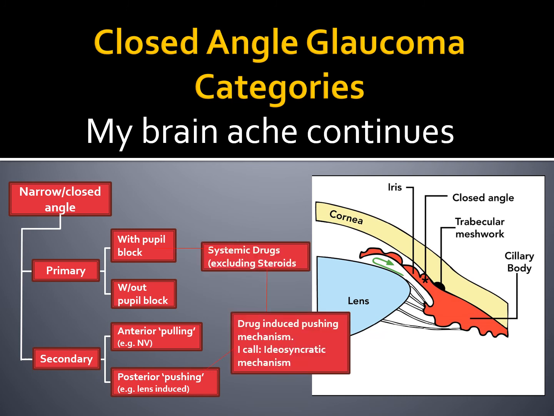I would add systemic drugs can cause pupil block, so it's not primary. It is caused by drugs, excluding steroids, of course. They can create a pupil block mechanism, secondary pupil block, and also there are other drugs that can cause a pushing mechanism, and I call it an idiosyncratic mechanism.